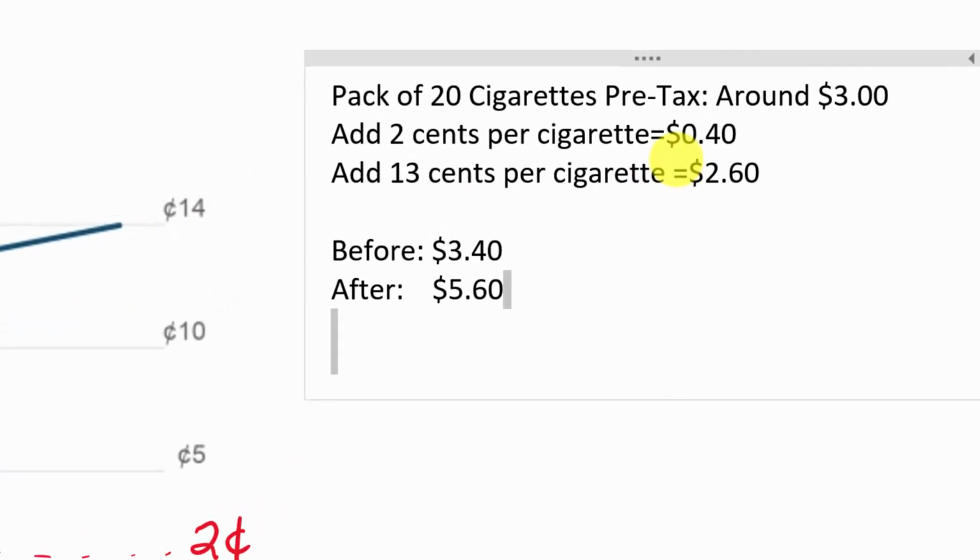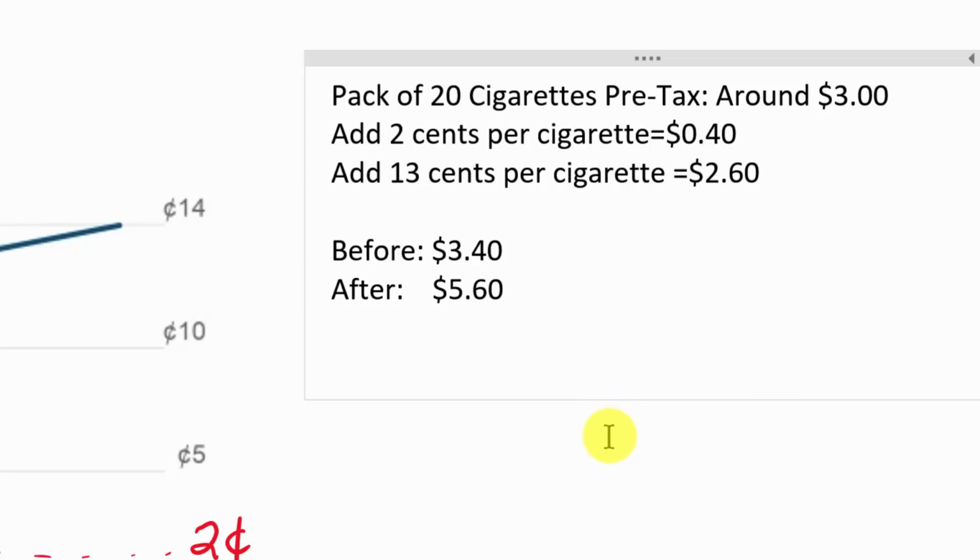What that tells us about the price is if we're buying a pack of 20 cigarettes, which is the normal thing to do, right? And before in 2000, the tax was 2 cents per cigarette. I looked it up and it seems like the pre-tax price of a pack of cigarettes back then was somewhere around $3. So that's without the tax added. If we add in 2 cents times 20 cigarettes, that gives us about 40 cents in tax way back in the year 2000. If we add 13 cents per cigarette, 13 times 20 gives us $2.60 in tax for that pack of cigarettes. So we have our two prices. Before this huge tax increase, a pack of cigarettes was probably about $3.40, including the tax. After, probably somewhere around $5.60. This isn't perfect data, but it's what I was able to Google in a few minutes.